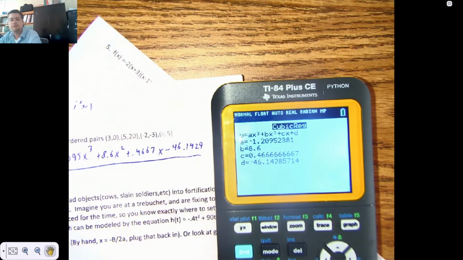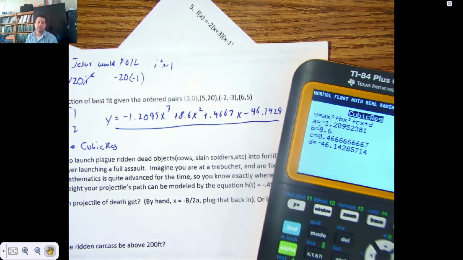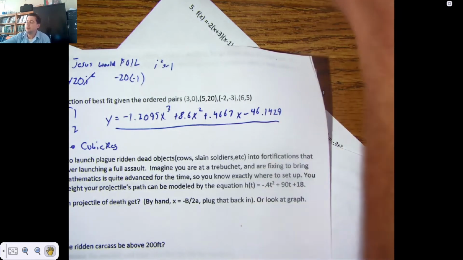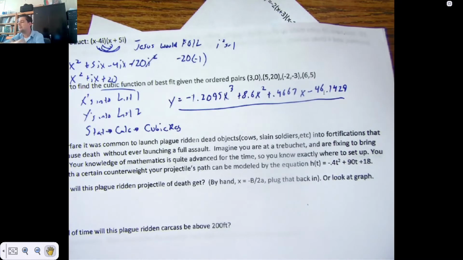And that is how you form a cubic function of best fit. It's really easy to do. 17 is an old problem. During ancient warfare, it was common to launch plague-ridden dead objects, especially ones that were rotten, into fortifications that were under siege to cause death and disease. A lot of times you would actually make your enemy lose the will to fight. They're too sick. But anyways, blah, blah, blah.